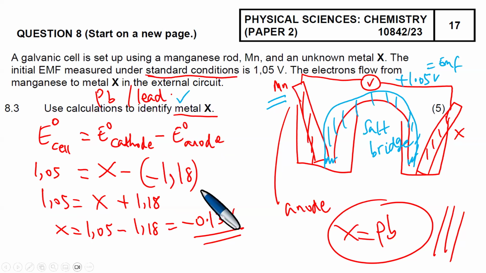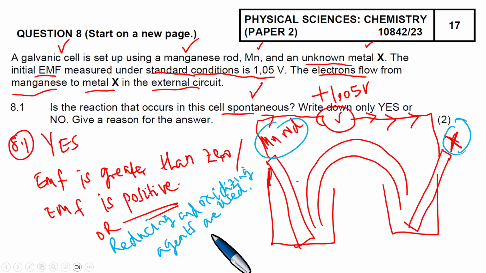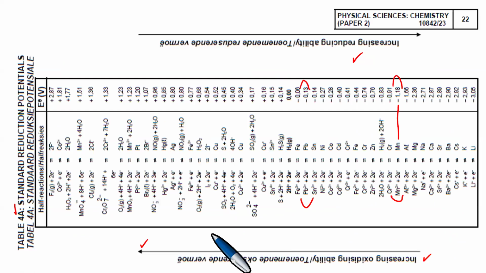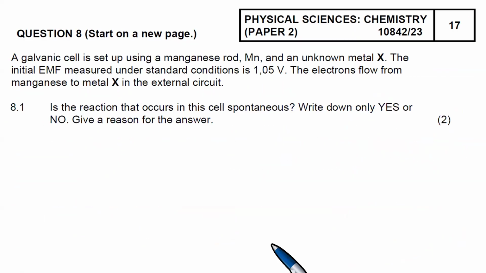Okay. So we saw X is minus 0.13. Look at the table of standard reduction potentials and look for minus 0.13. It's PB: lead 2 plus plus 2 electrons gives us lead. And there's no other minus 0.13 there, and therefore it is lead that we're dealing with. X is equal to PB.